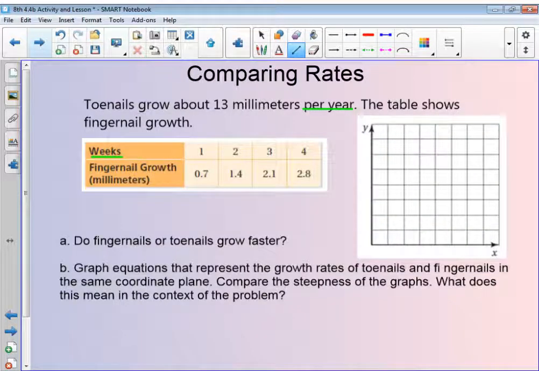So let's go ahead and try one more. This one's kind of a weird scenario. It says toenails grow about 13 millimeters per year. So your toenails are going to grow 13 millimeters per year. The table shows fingernail growth. So we have nothing on our graph here. We're going to have to actually go ahead and set up our graph.